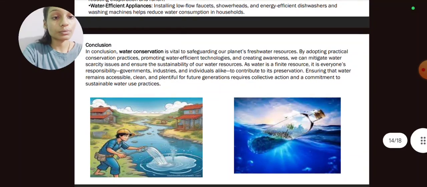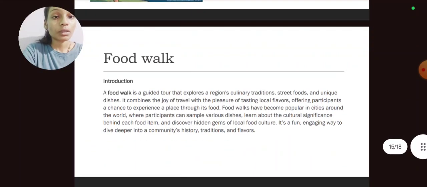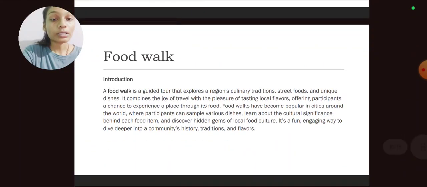water use practices. Food walk. Introduction. A food walk is a guided tour that explores a region's culinary traditions, street foods, and unique dishes. It combines the joy of travel with the pleasure of tasting local flavors, offering participants a chance to experience a place through its food.